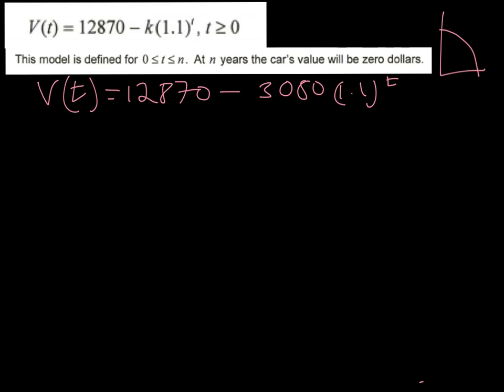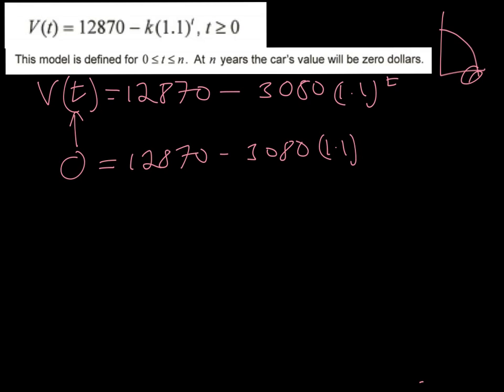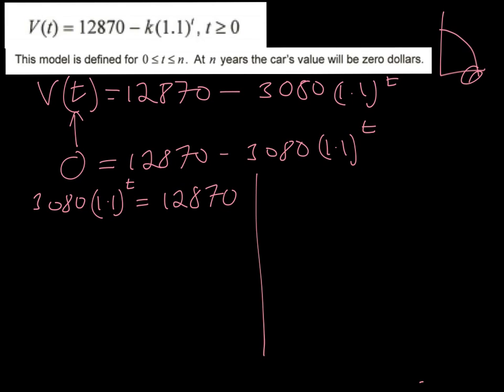Well, we know that at this point the value of the car will be 0. So we can substitute 0 into the value. The only other variable we've got left at this stage is the exponent, which is t, or we can call it n, or whatever we want. From here, there are two approaches you can take. What I would do is rearrange this equation, so I'm going to have 3080 times 1.1 to the power t equal to 12,870. And then I would just graph each of these.